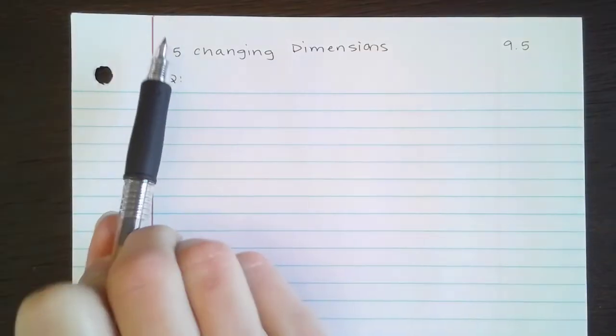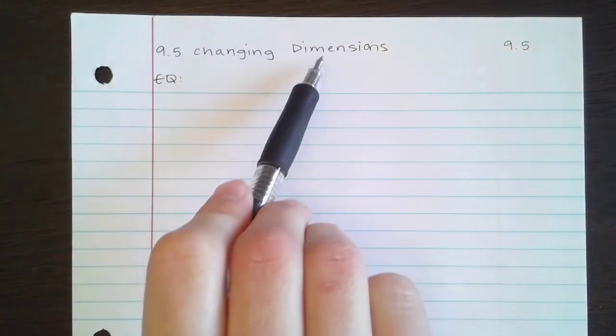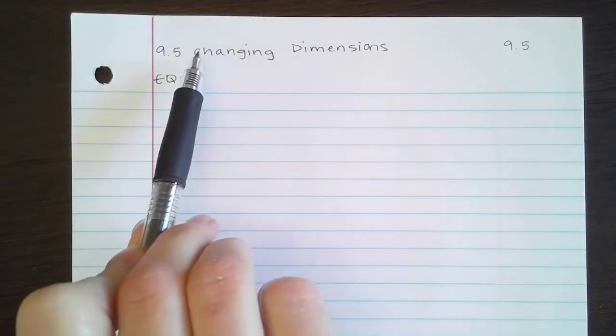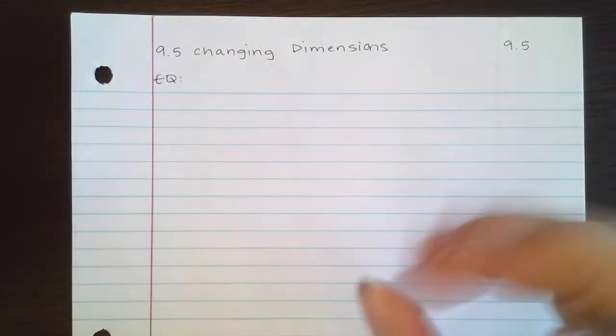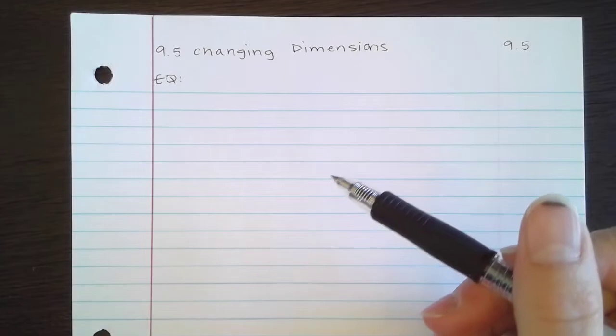Welcome back, geometry students, for our very last day of chapter 9, which is changing dimensions. So we're going to take some shapes, change the dimensions, make them longer, make them wider, make them bigger all over, and we're going to see what happens to the area and the perimeter.